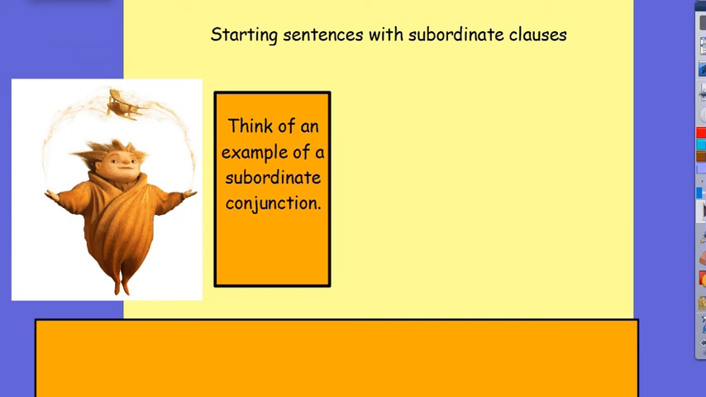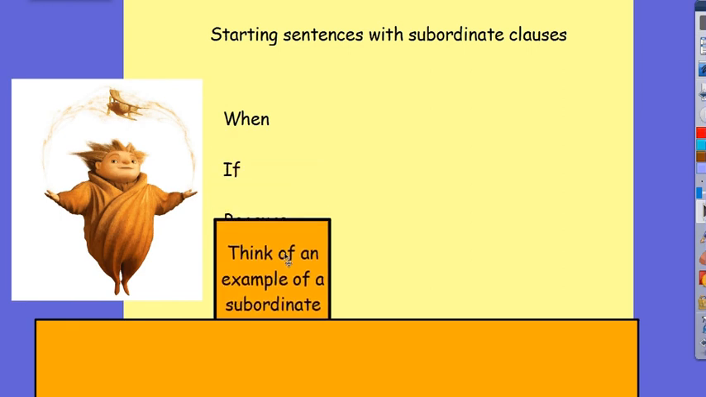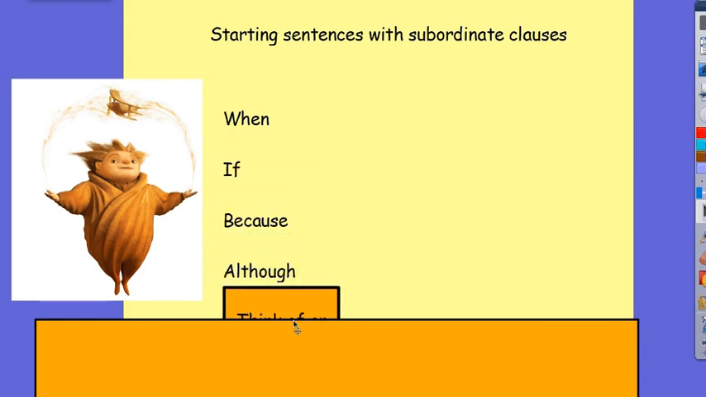So can you think of an example of a subordinate clause? Pause if you like, have a bit of a think. Oh, sorry, not a subordinate clause, a subordinate conjunction. The clause comes next. So pause the video, have a little think. Can you think of a subordinate conjunction? So the subordinate conjunctions we will be working on today are when, if, because, and although.